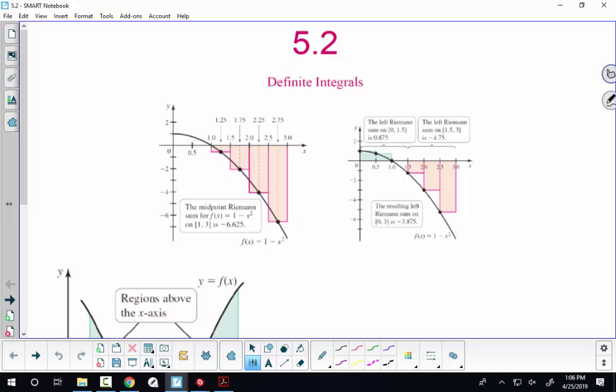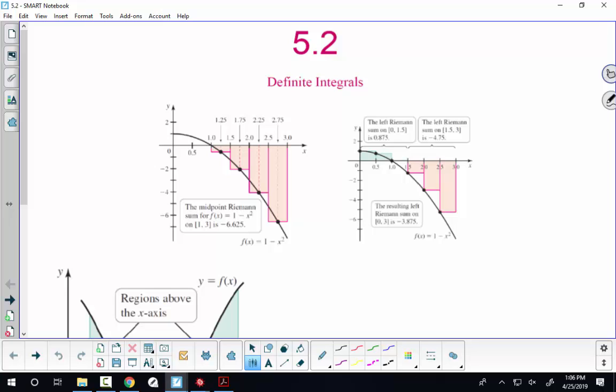So the Riemann sum for this first figure on the left is negative 6.625. All that's telling us is we've got an area of 6.625, but it's below the x-axis. It's almost like a vector or a velocity, right? The negative here indicates that it's below the x-axis. If you have a positive area, like this area in green, then we know that's above the x-axis.